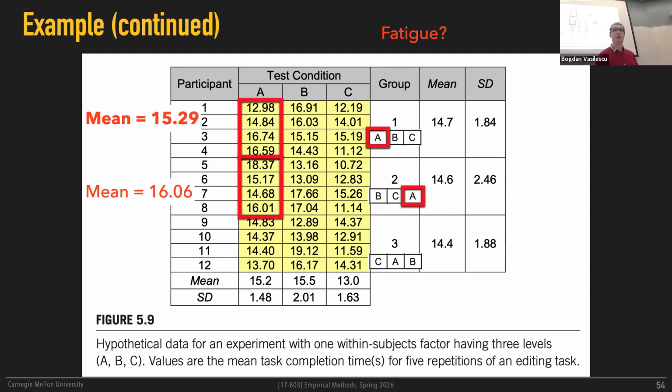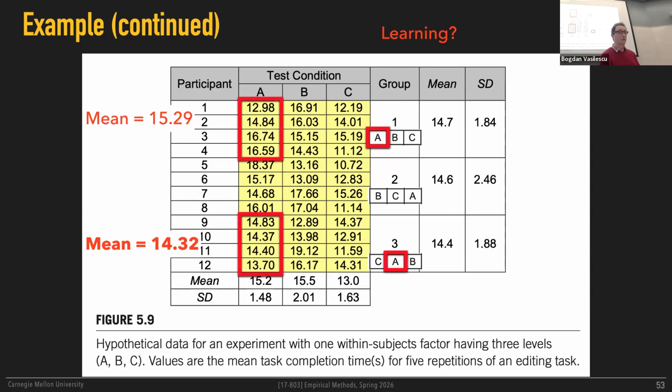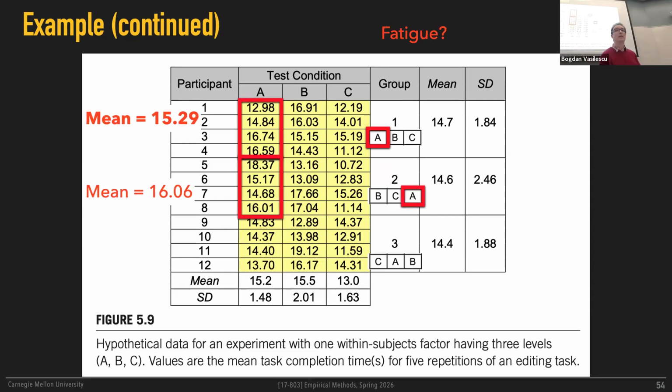They got tired. So in this case, you would see something like the group that did A first, let's say they're at 15 seconds on average. The group that did A second, they're at 14 seconds on average. And then the one that did A last, they did 16 seconds on average. So you see learning and then fatigue set in really hard.